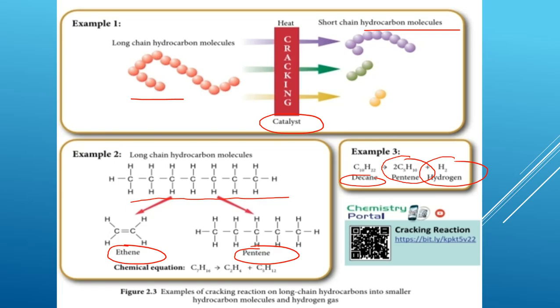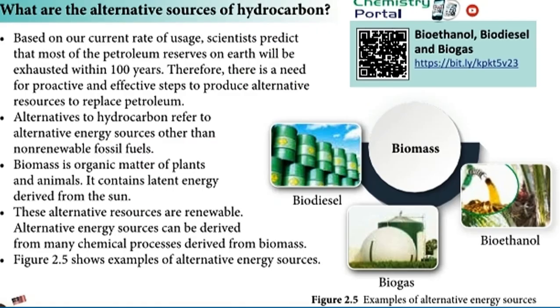So what are the alternative sources of hydrocarbon? So alternatives to hydrocarbon refer to alternative energy sources other than non-renewable fossil fuel. Okay, so maksudnya yang selain daripada bahan fosil yang tidak dapat diperbaharui. So itu adalah alternative source of hydrocarbon lah.